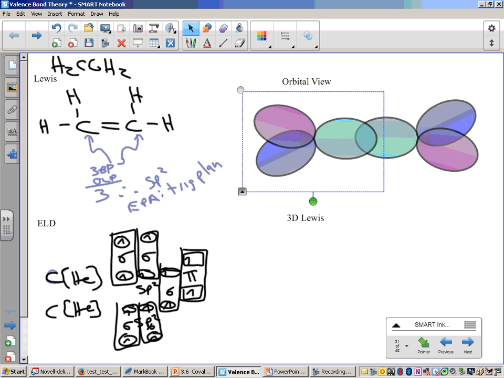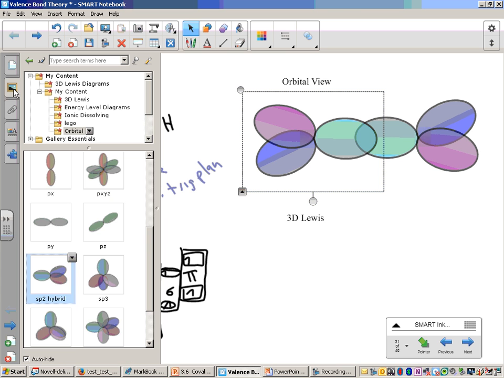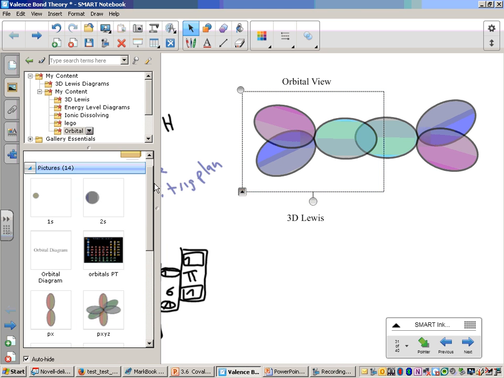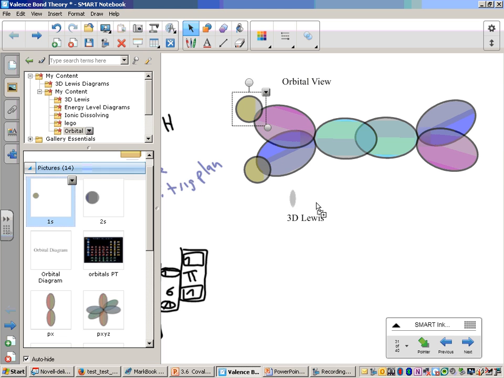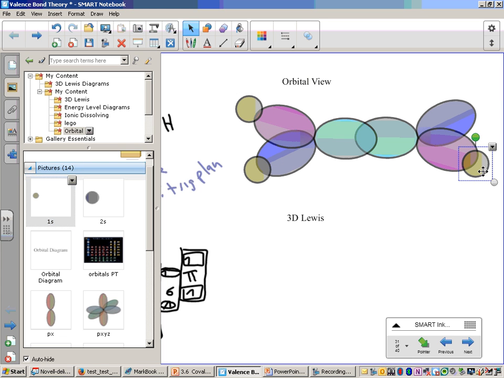Now, before I show you the pi bond, let's finish off the other bonds. Let's get the s orbitals. All right, so let me get my 1s, and I'm going to put 1 there. And I'm going to get 1 and put 1 there. And I'm going to get 1 and put 1 there. And I'm going to get 1 and put 1 there. So those are my hydrogen atoms kind of stuck on the side of those.